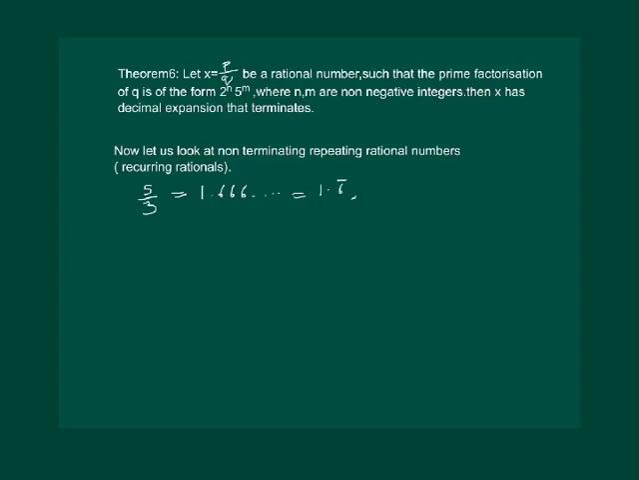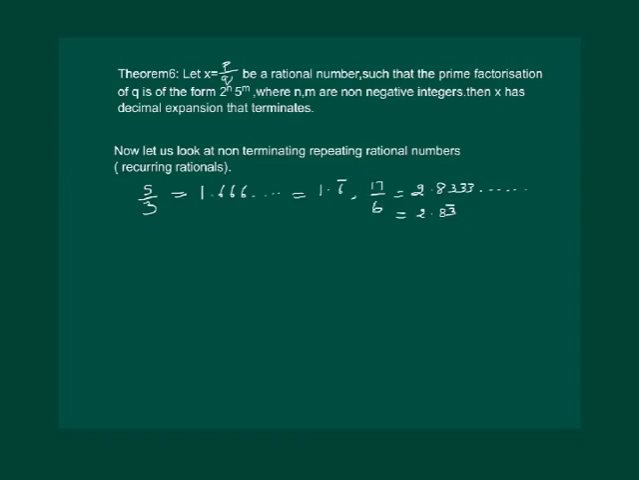Another example is 17 by 6. This is 2.8333 and so on, which is equal to 2.83 bar. Clearly here we can see that the denominator 3 is not of the form 2 power n 5 power m. Similarly, 6 is also not of the form 2 power n 5 power m.